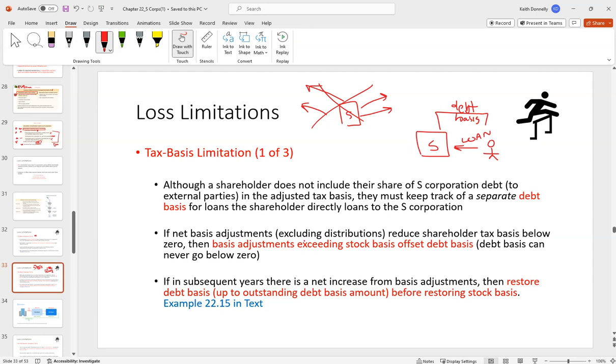The idea with the debt basis is that whenever you're adjusting your basis, net basis adjustments, excluding distributions, reduce shareholder tax basis below zero. Then basis adjustments exceeding stock basis offset debt basis. In a subsequent year, if there's a net increase from basis adjustments, then you're going to restore debt basis up to the outstanding debt basis amount before restoring stock basis. That was just a mouthful of words. You probably didn't understand anything there.